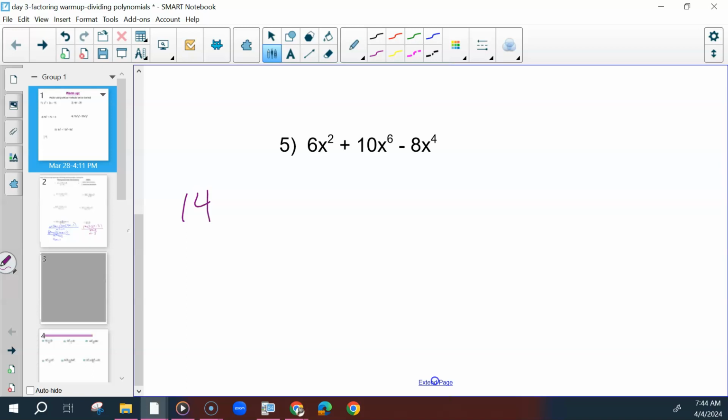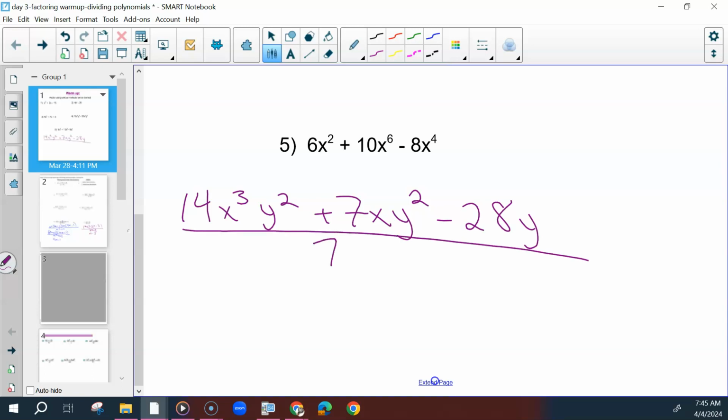x to the third power, y to the second power, plus 7 times y to the second power, minus 7y, all over 7, x to the second power y. Yeah. Yes. Write that down somewhere where you have space.